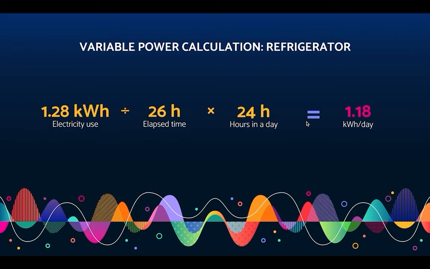And then next, to calculate the daily energy use of a variable power device like my fridge, I set my power meter to the kilowatt hour measuring mode and left the refrigerator plugged in for 26 hours. Then I divided my reading, which was 1.28 kilowatt hours, by 26 hours of elapsed time, and then multiplied that by 24 hours in a day to get 1.18 kilowatt hours per day.